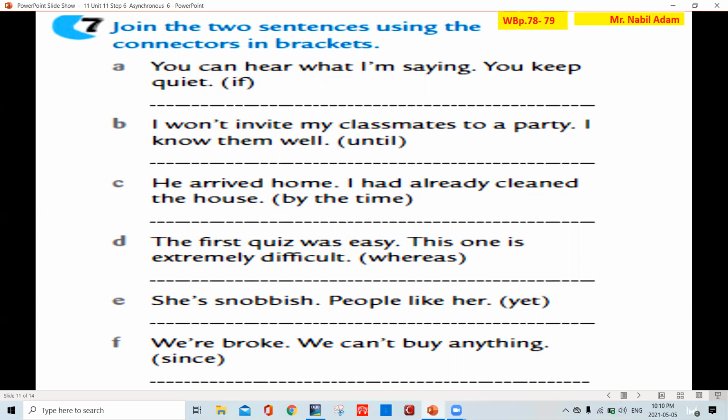Okay, now join these sentences using the connectors in brackets. You can hear what I am saying. You keep quiet. Yes, join. You can hear what I am saying if you keep quiet. If you reverse it, that's correct too. If you keep quiet, you can hear what I am saying. Okay, I want to invite my classmates to a party. I know them well.